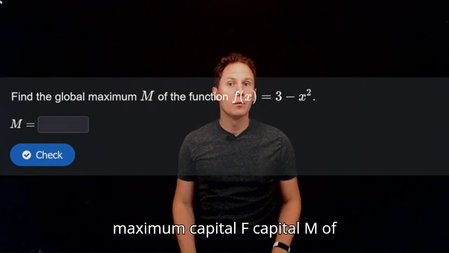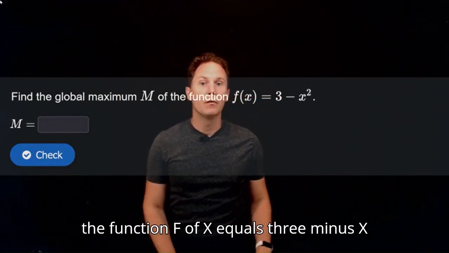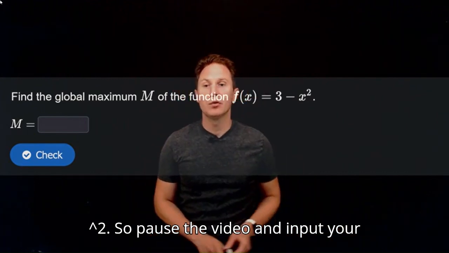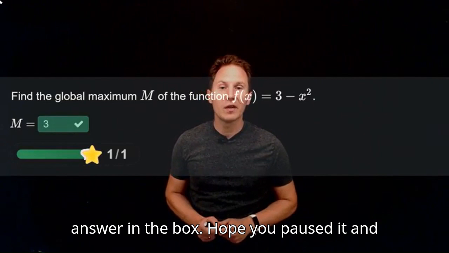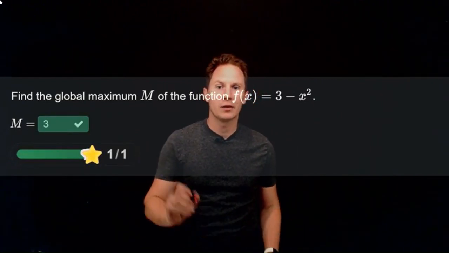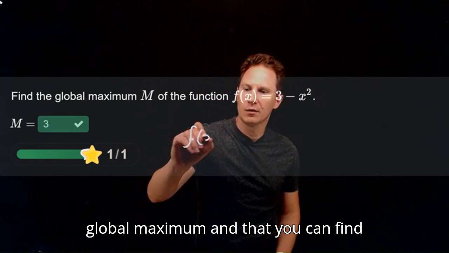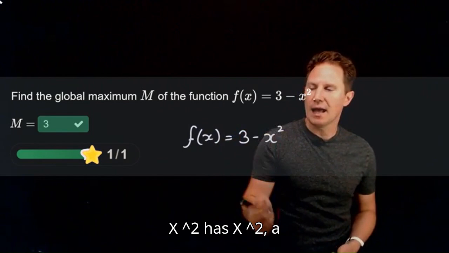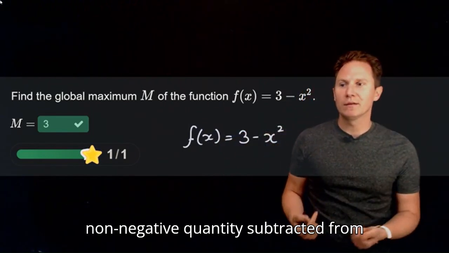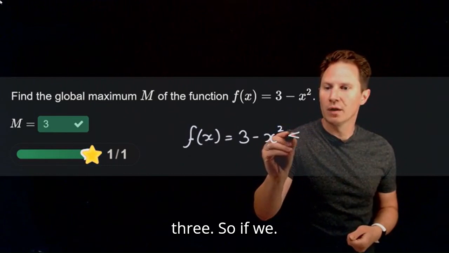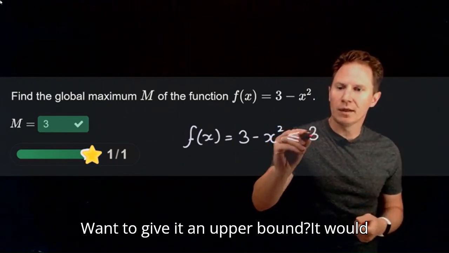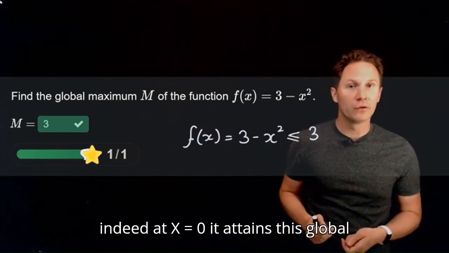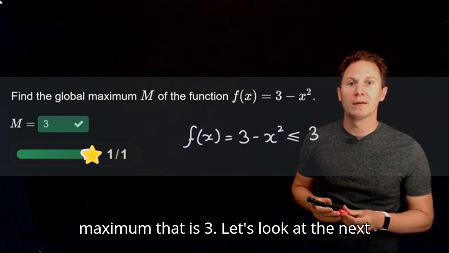Find the global maximum, capital M, of the function f of x equals 3 minus x squared. So pause the video and input your answer in the box. Hope you paused it and have inputted 3 for the global maximum, and that you can find by realizing that this function, 3 minus x squared, has x squared, a non-negative quantity, subtracted from 3. So if we want to give it an upper bound, it would be 3. It's never greater than 3, and indeed at x equals 0 it attains this global maximum, that is 3.